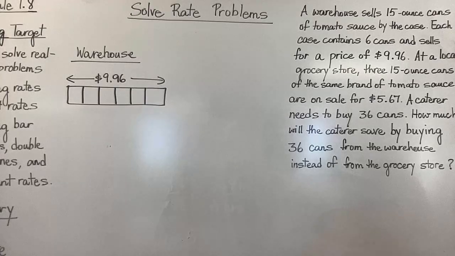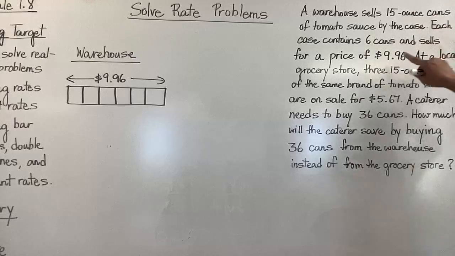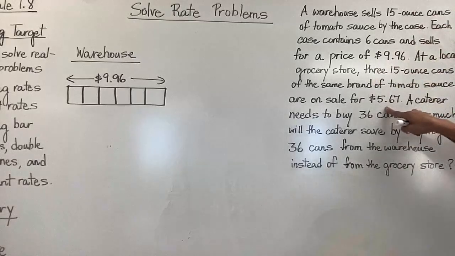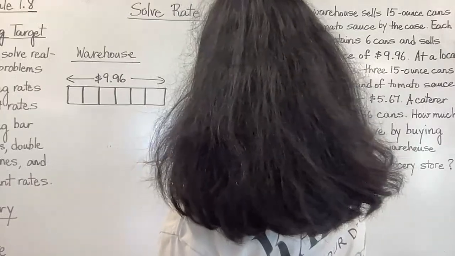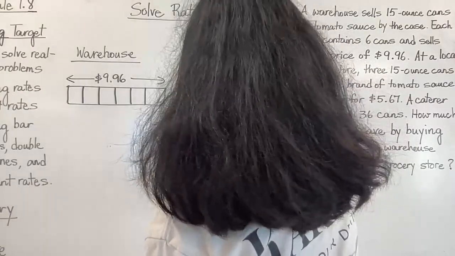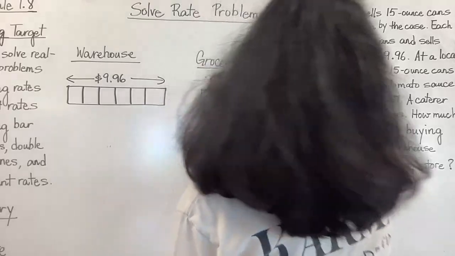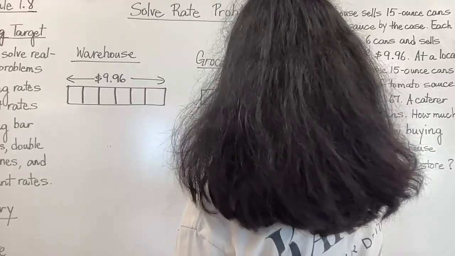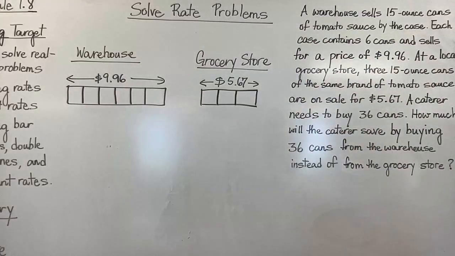So we are looking at the same thing at a local grocery store. 3 of them, because these are both the same amount, which is 15 ounces, but 3 of them cost $5.67. Okay, so this is at the grocery store, we have 3 of them for $5.67. So what we're going to do is first find the unit price.